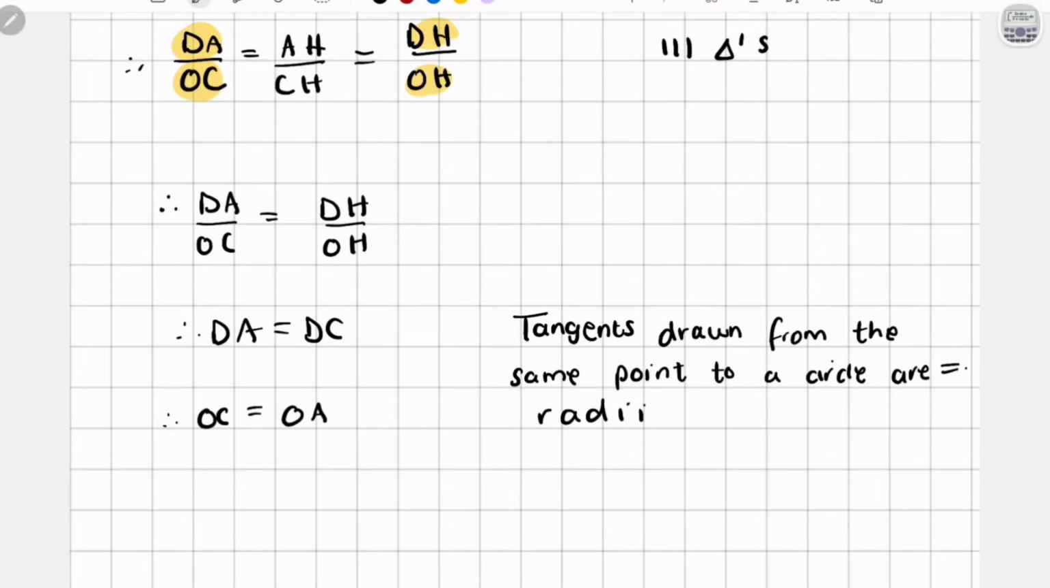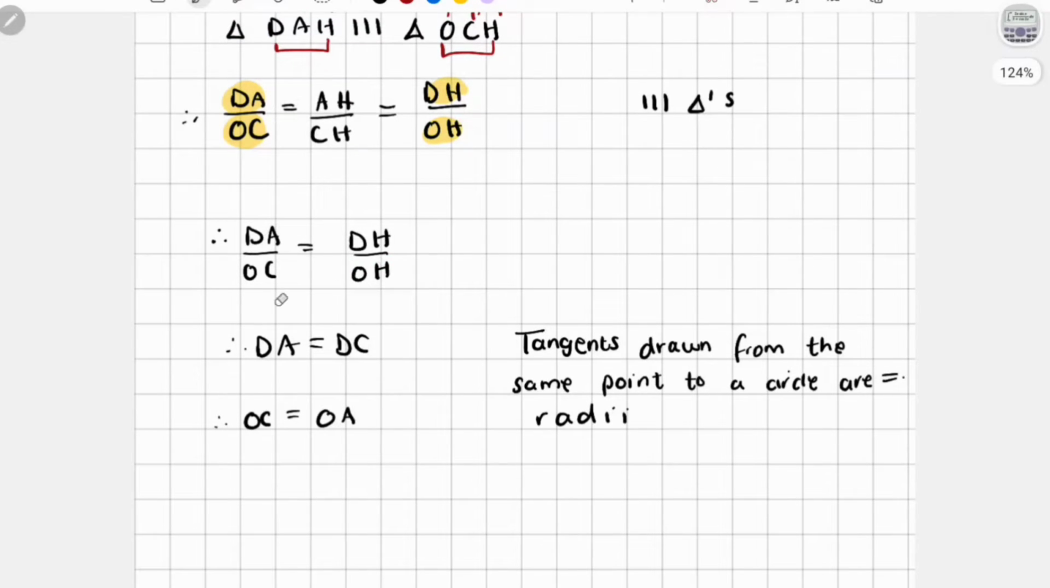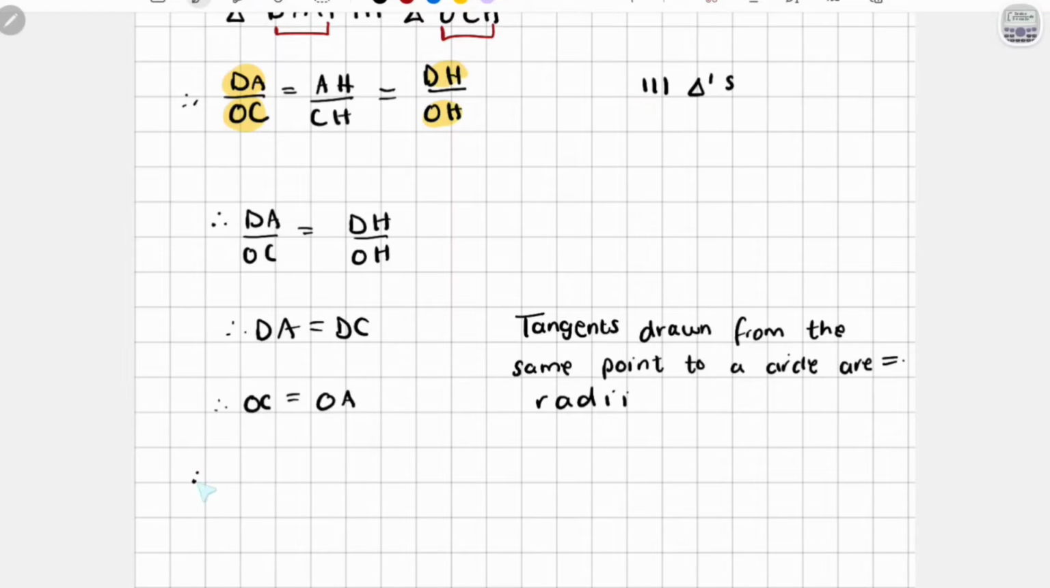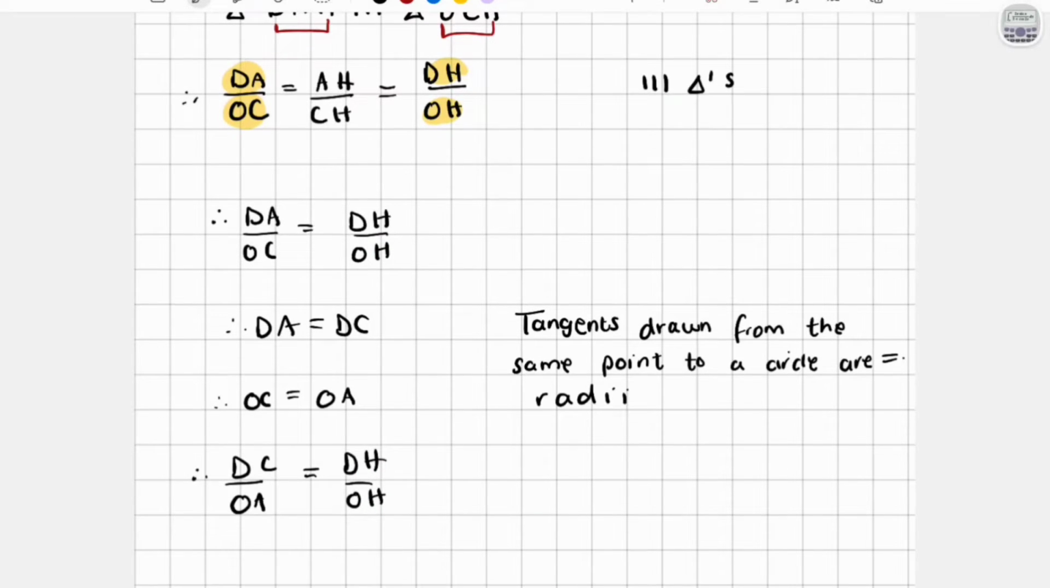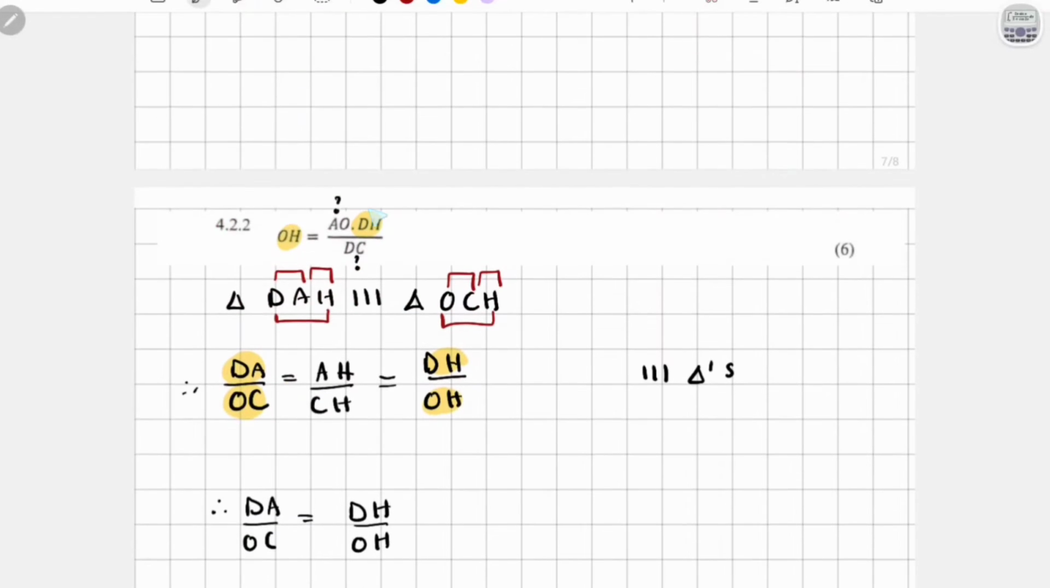Now that I know that these are equal, I'm going to rewrite what I have here, but I'm going to replace DA and OC. So it means that therefore, instead of having DA, I'll have DC over, instead of having OC, I have OA. OA is equal to, then I have DH over OH. That one was not a problem. And now I just have to multiply or divide and just see what I have to do to get it to look like this, okay?